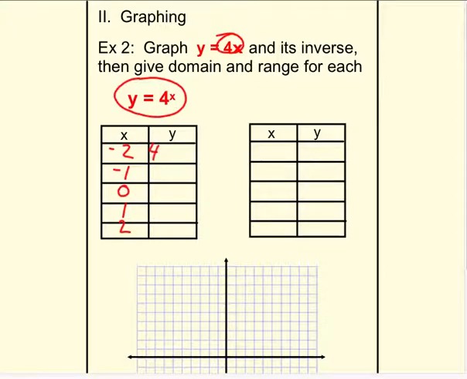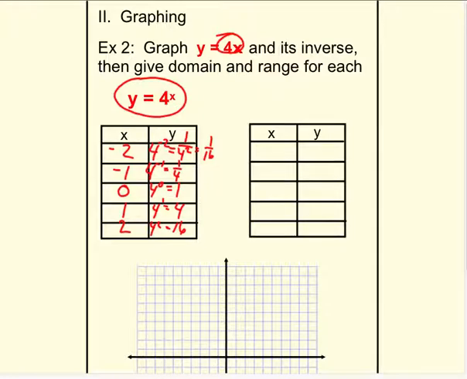And we've got 4 to the negative 2 power. Remember, a negative exponent means you flip it and move it to the denominator. So this becomes 1 over 4 squared, or 1/16. 4 to the negative 1 power is 1 over 4 to the first, or 1/4. Anything to the 0 power is 1. 4 to the first power is 4. And 4 squared equals 16.